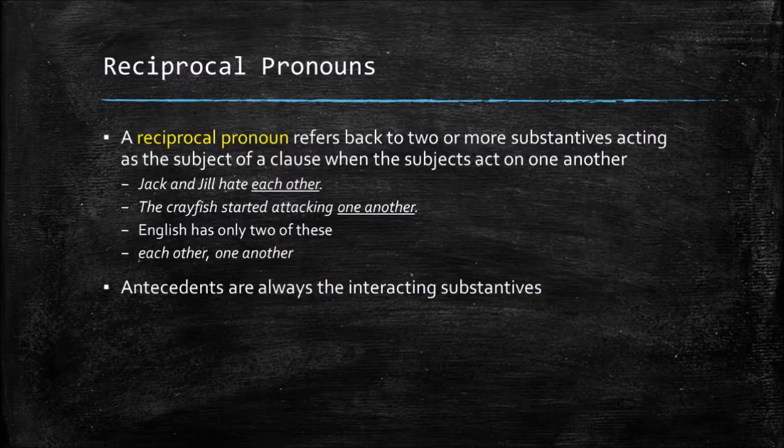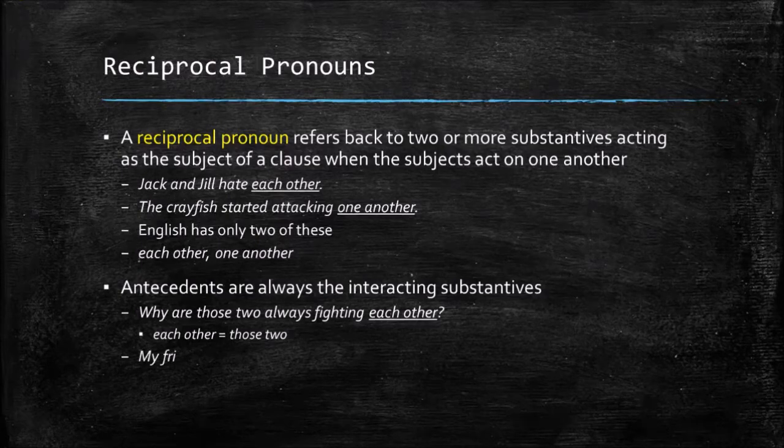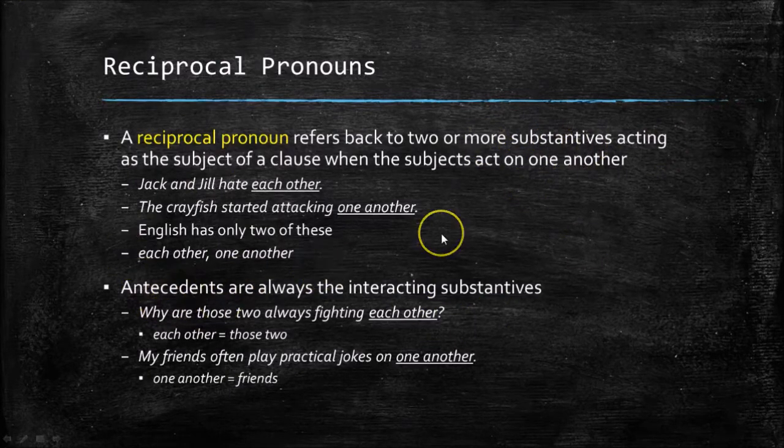The antecedents of reciprocal pronouns are always the interacting substantives. Why are those two always fighting each other? The antecedent of the reciprocal pronoun each other would be those two. My friends often play practical jokes on one another. The antecedent of one another would be friends. Okay, so the antecedent is always the two or more substantives that are acting on each other.